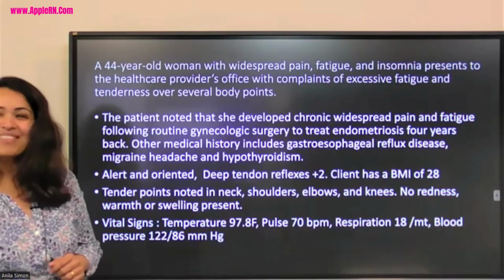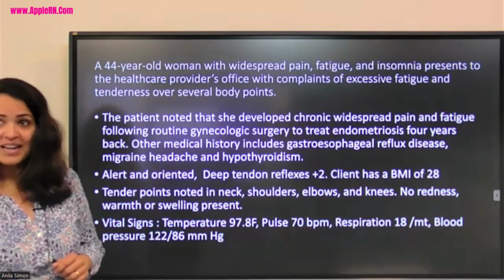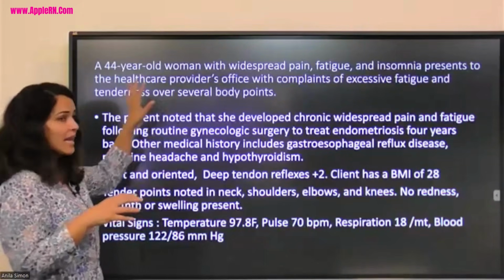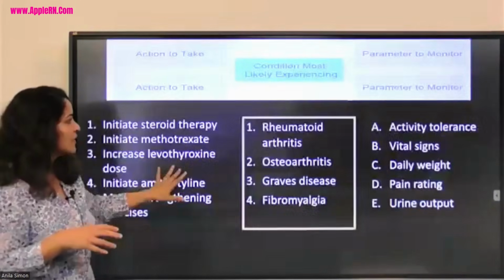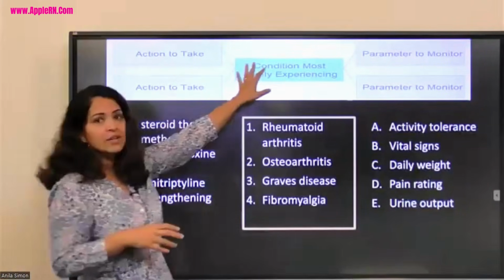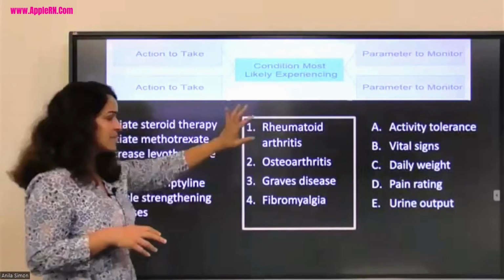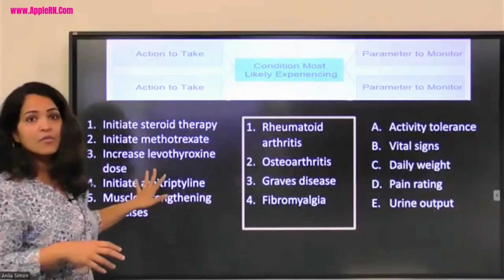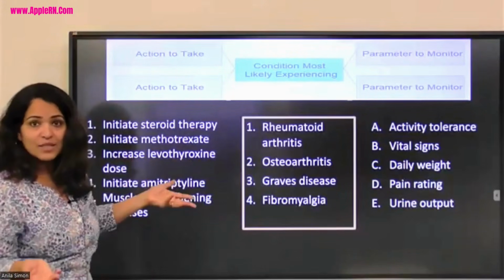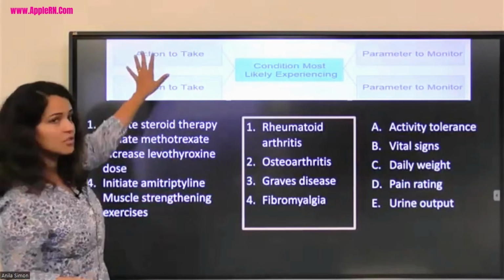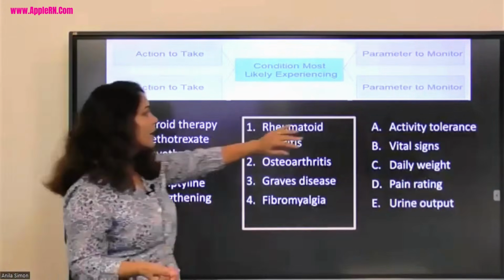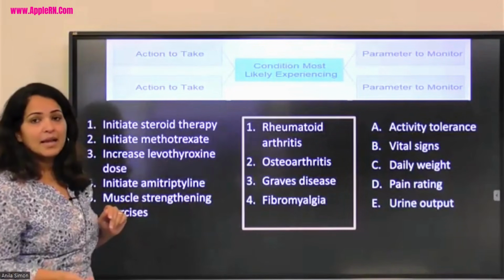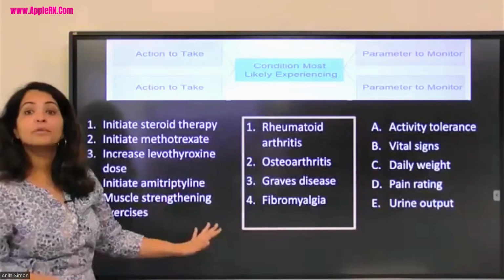So we have been given this scenario, and now the question is going to be, when you look at the question, it's going to say, in a bow tie format. So you will have the condition most likely experiencing. What is the condition? And then what are the two actions or things which you might expect for this client? So we have to put two of them there. And what are the parameters to monitor? So that will be two of them there. And these are the options which we have.